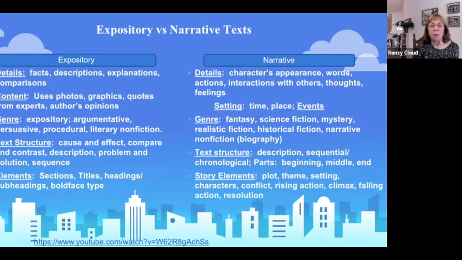So you may want to return to these slides to just remind yourself, let me stay on track. Let me do what I should be doing when I'm working with each of these types of texts. And let me think about the type of speaking and writing I can promote with each of these types of texts.